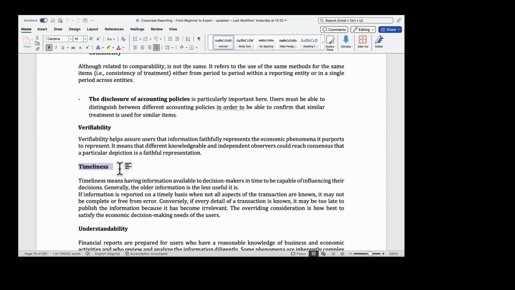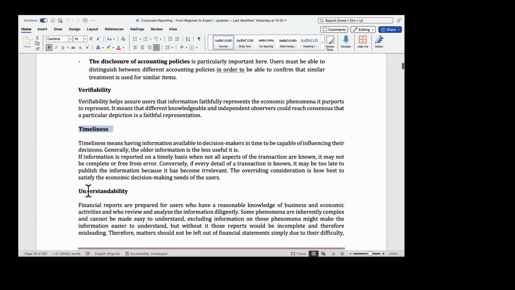Then timeliness. The information should be provided to users when they need it. If it is a regulator you are presenting your report to, present it on time, meet regulatory deadlines. If you're a listed entity and you need to present your information to SEC before the end of the first quarter, make sure you do that before the end of the first quarter. If you want to present your report to FIRS before the end of 6 months after the reporting date, make sure you do that. Make sure the report is available on time.